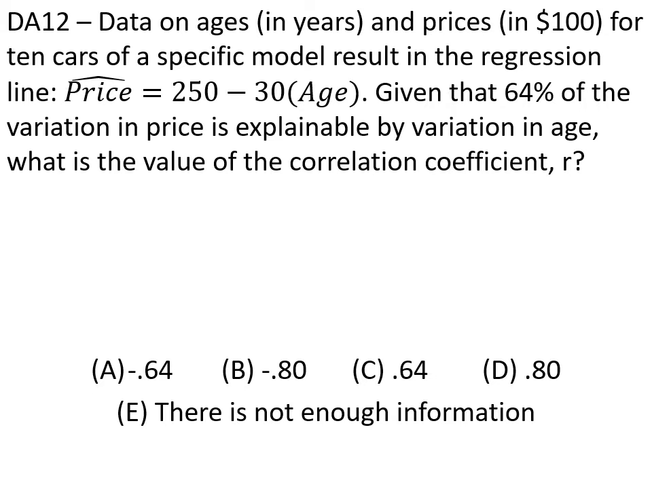DA12: data on ages in years and price in $100 for 10 cars of a specific model result in the regression line predicted price equals 250 minus 30 times age. Given that 64% of the variation in price is explainable by variation in age, what is the value of the correlation coefficient R? The key here is that the phrase "64% of the variation in price is explainable by variation in age" is a very specific term, and that's sort of the hint.